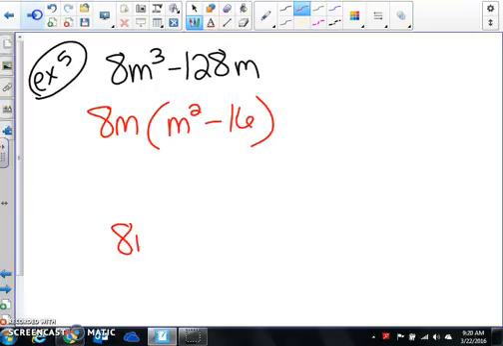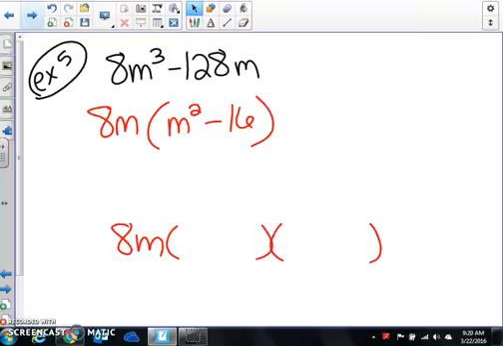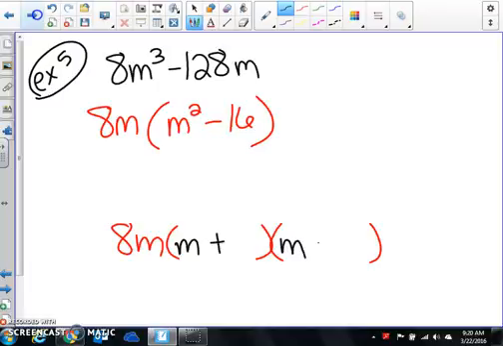So drop down your 8m. I have a difference of perfect squares. The square root of m squared is m. Remember, you've got one positive, one negative. And the square root of 16 is 4. Factored.